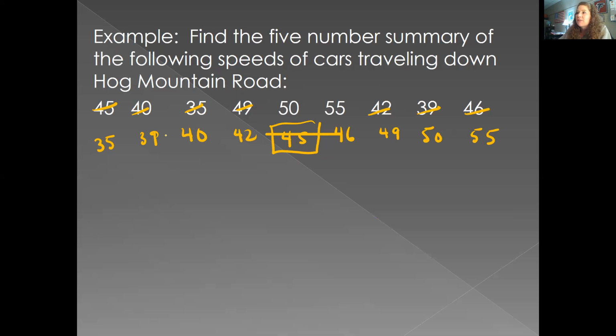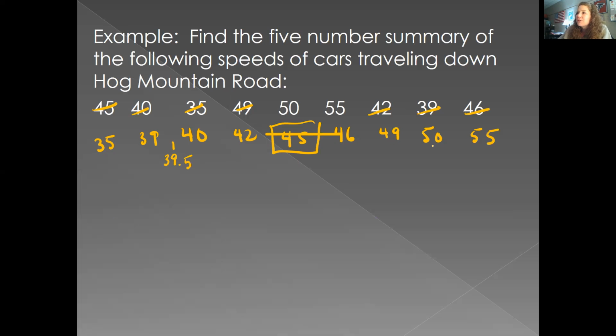Now, if I had an even set of numbers, I wouldn't circle the one middle number. That means I would have two middle numbers, so I would draw a line between the two middle numbers. I wouldn't circle anything. I would find the average of the two middle numbers if there were two of them. All right, so now I have four lower numbers. I need to know what the median of these four lower numbers is. Well, I have two middle numbers. So halfway between 39 and 40 is 39.5.